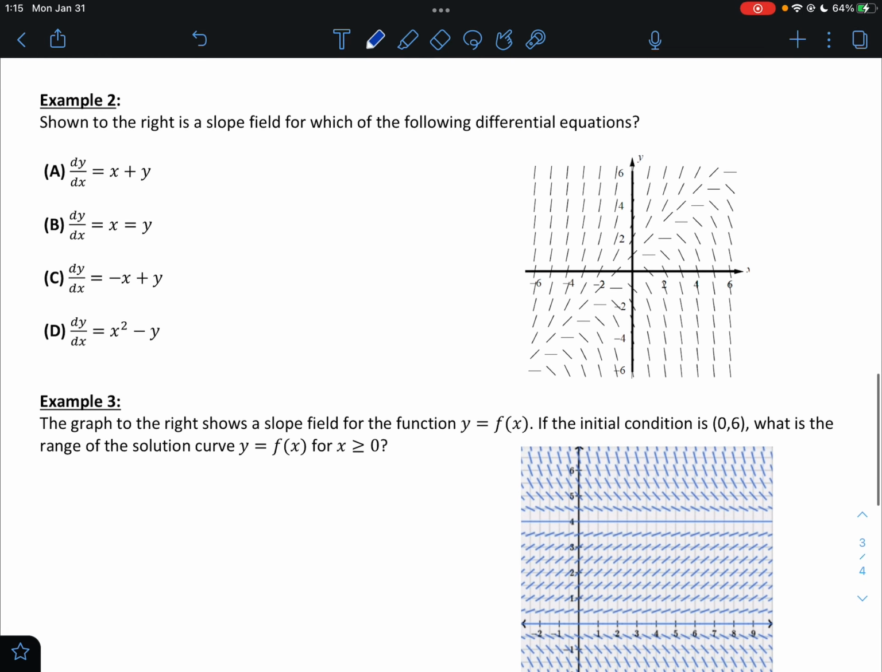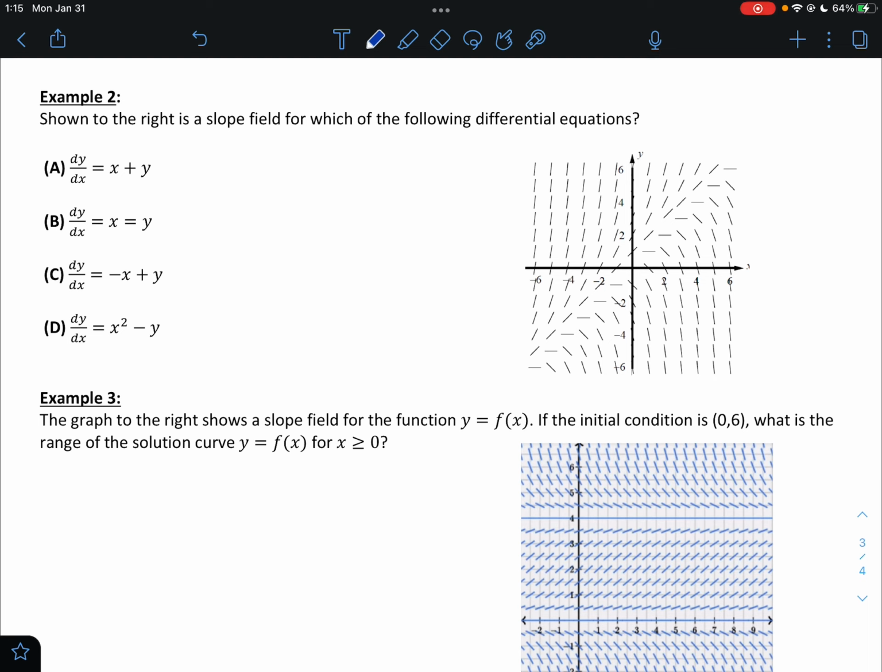Example 2, shown to the right is a slope field for which of the following differential equations? All right, so to do this, the best thing to do, in my opinion, is just to pick a random point that's on our plane here and find a slope there and see which one matches up to it. Okay? So let's try 6, 6. I'm just picking that point. So 6, 6, it's right there.